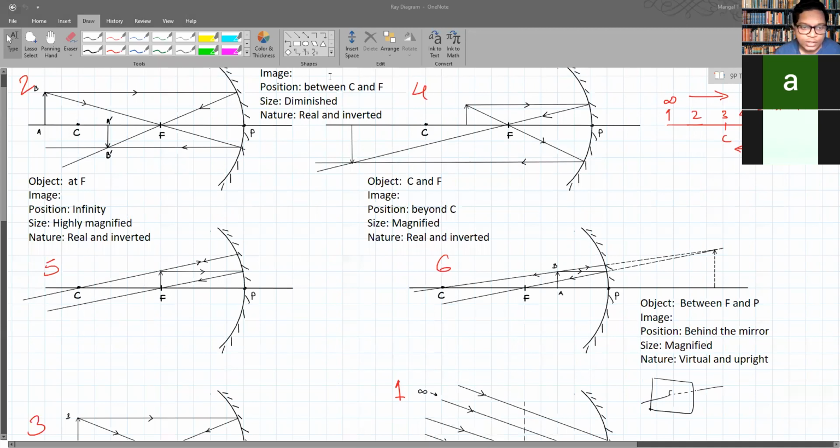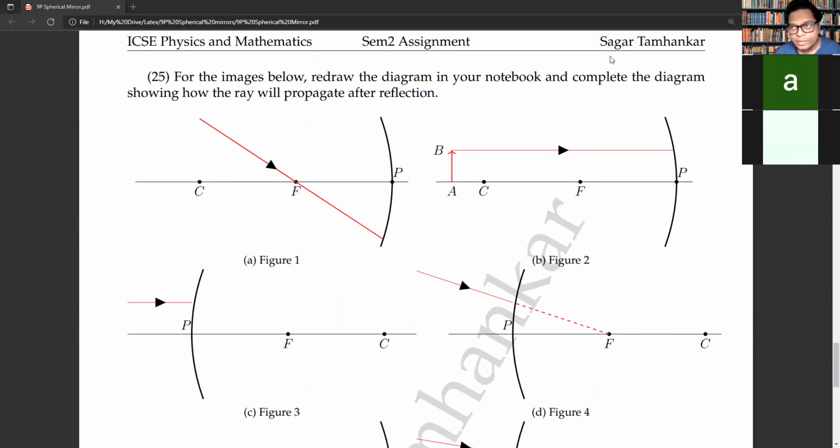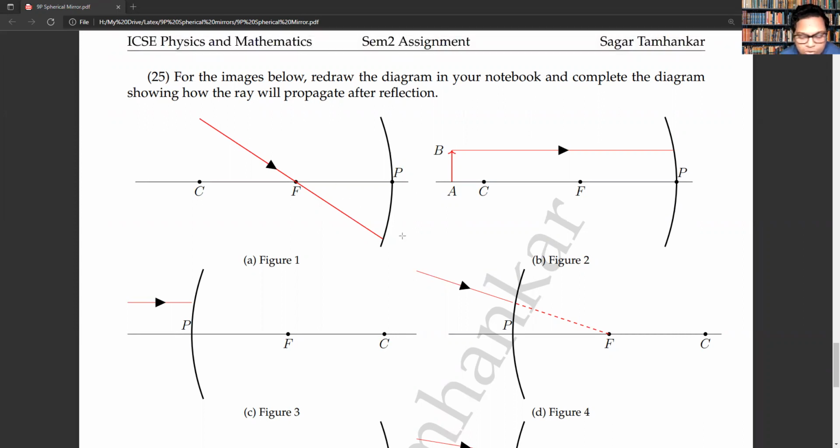What we are going to discuss today is these rays where they have given you an incomplete diagram, and you have been asked to complete the diagram by showing where this ray will go after reflection. Okay, so the first one is easy. It is a concave mirror. The ray is passing through the focus. So the ray will go parallel to the principal axis. This is pretty simple. The second one also, it's parallel to the principal axis. So it will go passing through the focus.